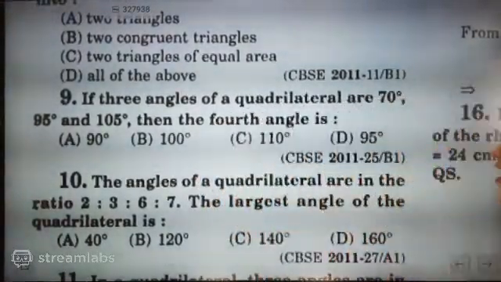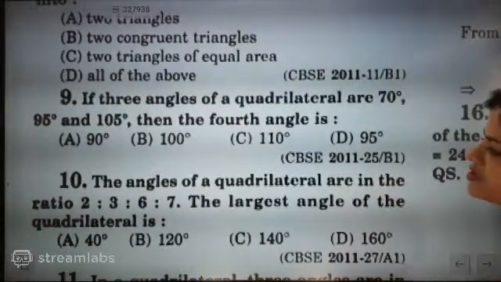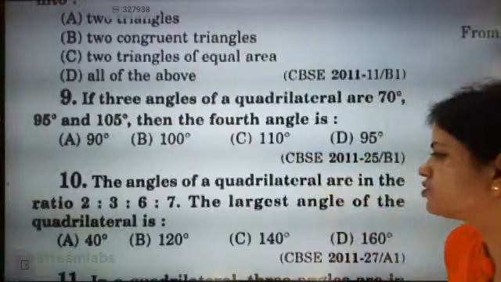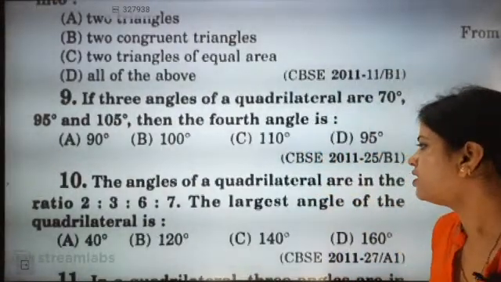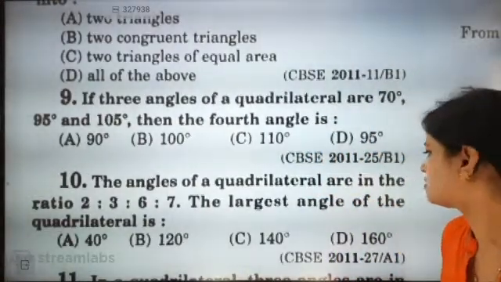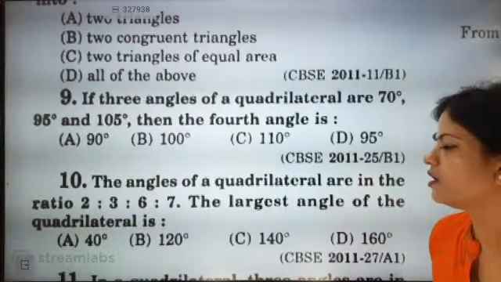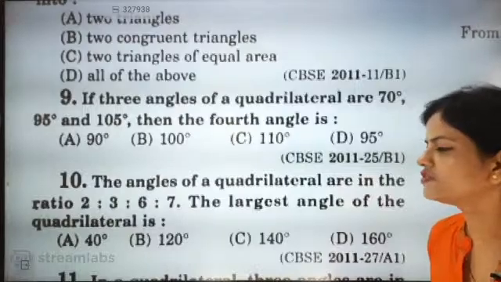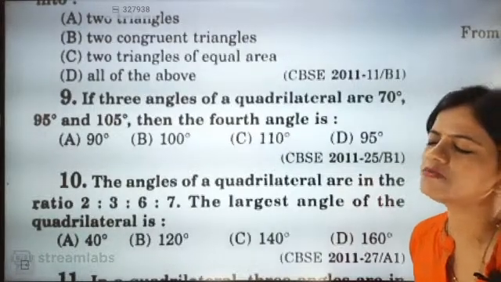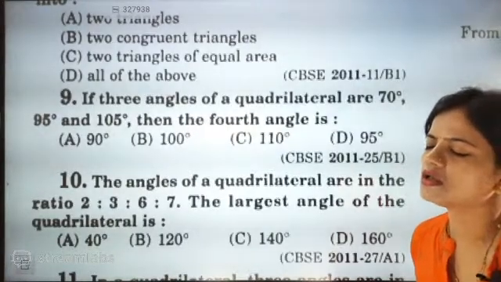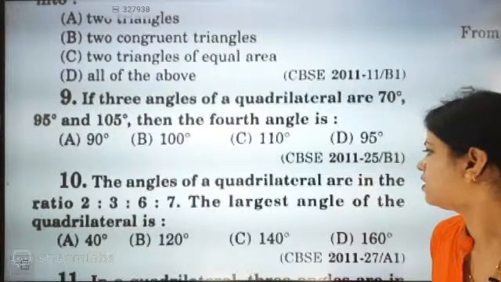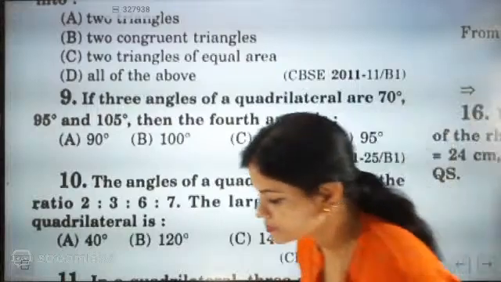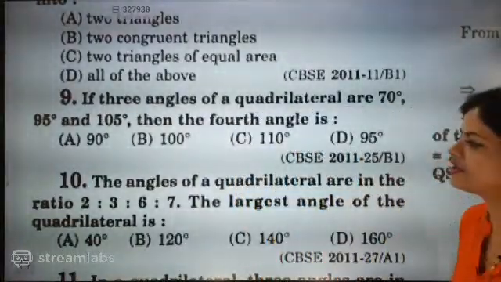Which one is going to be the largest angle of the quadrilateral? If you take 2x plus 3x plus 6x plus 7x, that is 5x, 11x, 18x. So 10 is going to be the answer. 10 into 7... The largest angle of the quadrilateral will be 140 degrees.